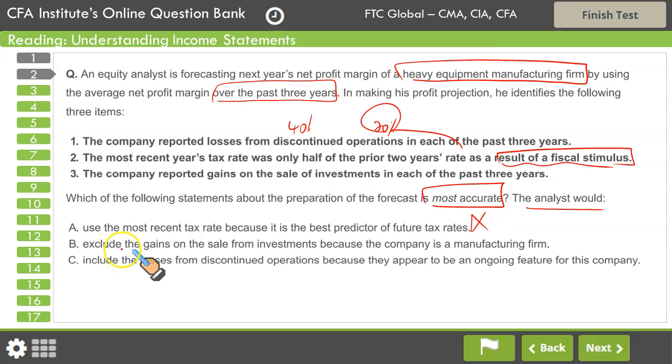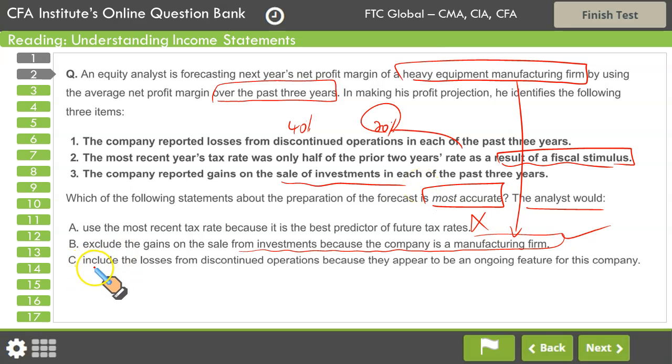B, exclude the gains on the sale from investments because the firm is a manufacturing firm. That was the reason I highlighted. Heavy equipment manufacturing firm. This is true. Gain on sale of investment is not the core area of the business. This is not a continuing activity.